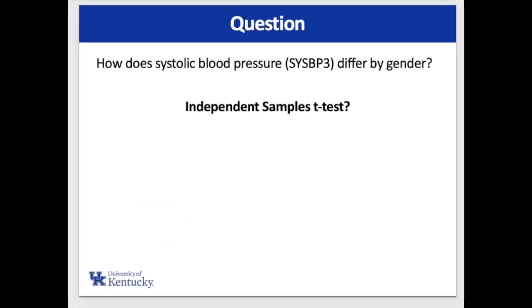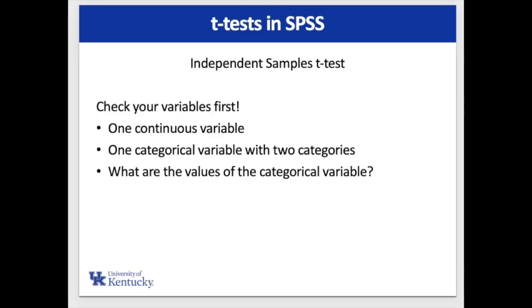Our next question is, does systolic blood pressure differ by gender? So we need to know, is this an independent samples t-test? And so we're going to run through our checklist and we're going to go to the next slide here. So we're going to think through our options. It says to check your variable first. And so our first variable, that is the continuous variable, is of course the blood pressure. And then we have our categorical variable with two categories.